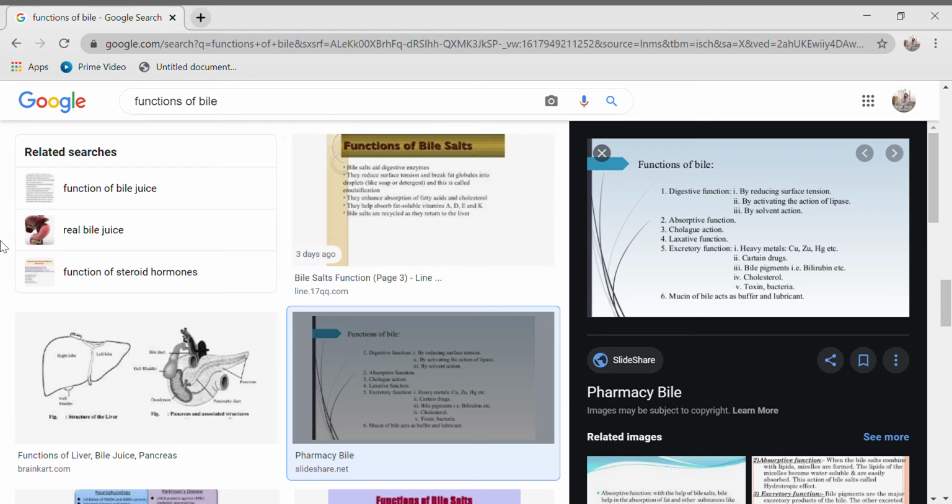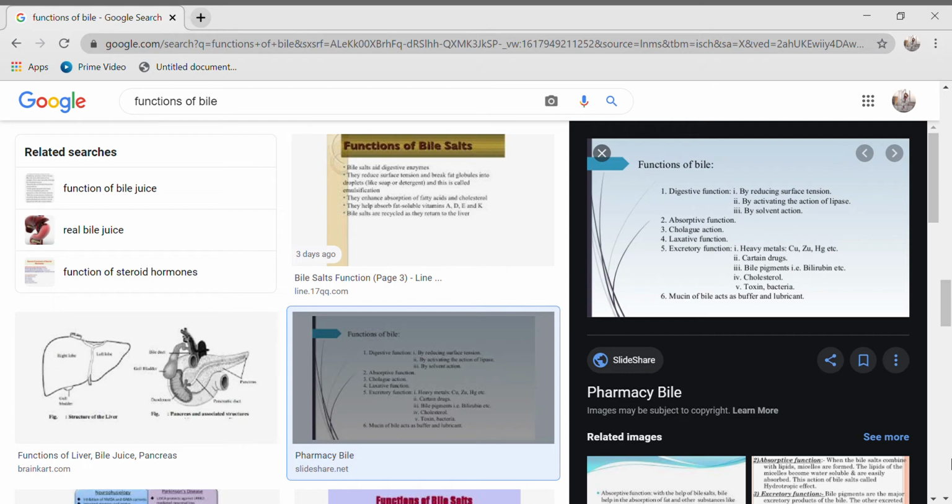So in functions of bile, we have digestive function. By reducing the surface tension, it helps in the emulsification of fat, absorptive function, choleretic functions, excretory functions, laxative function, and producing the mucus as a lubricant. It excretes the heavy metals, certain drugs, and bile pigments, cholesterol, and antibacterial also. This is going to be helpful. Okay, these are the functions of the bile.